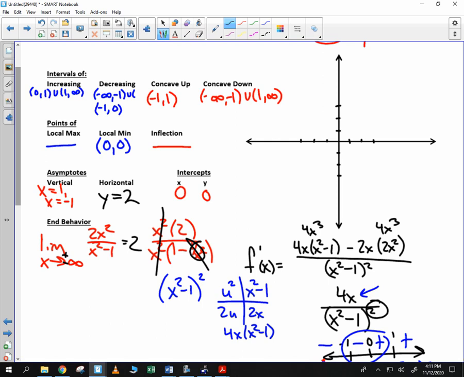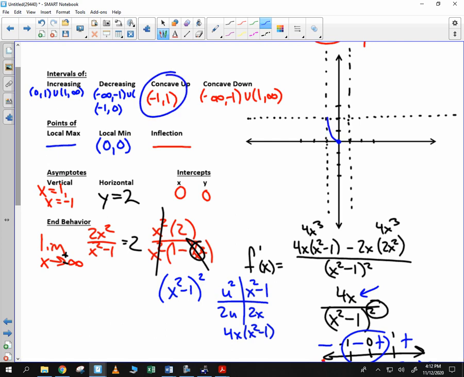Very good. Horizontal asymptote of 2. Vertical asymptote of negative 1 and positive 1. We have an x and y intercept of 0. And we know that between 1 and negative 1, the graph is concave up. We know the graph is concave down on the other sides. So therefore, the graph must look like this.